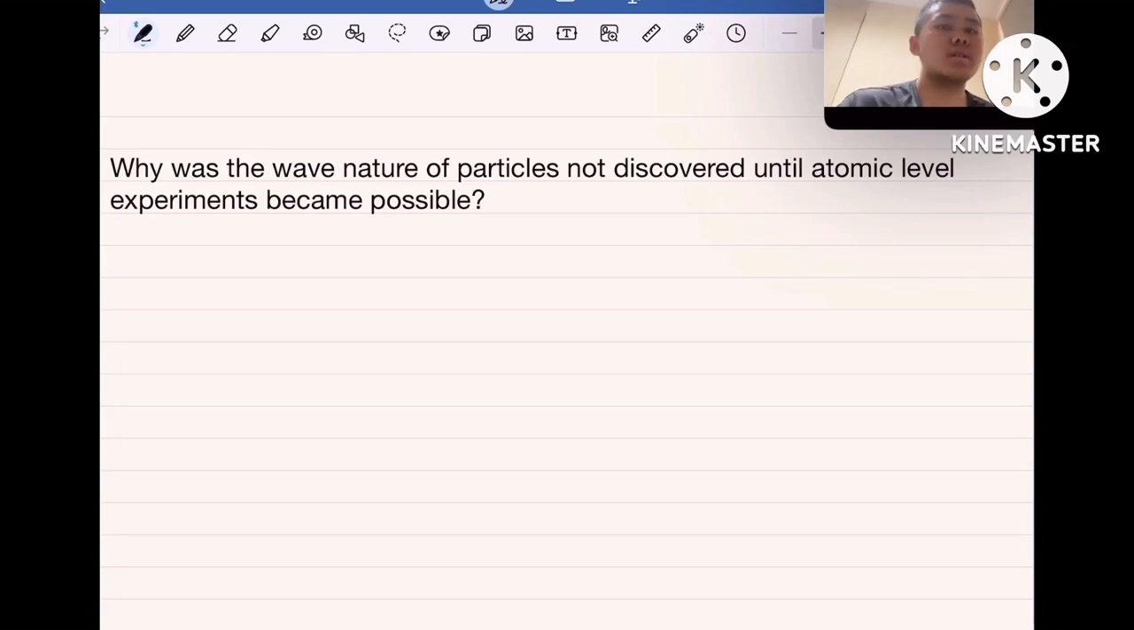For photoelectric problems, the first problem is about why the wave nature of particles was not discovered until atomic-level experiments became possible.